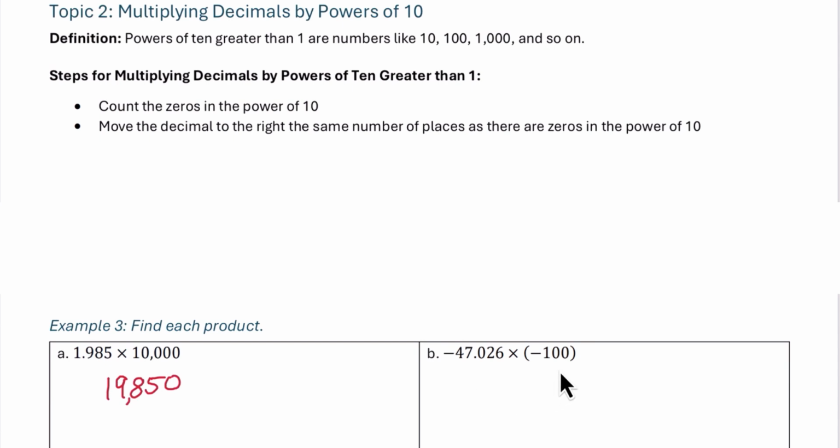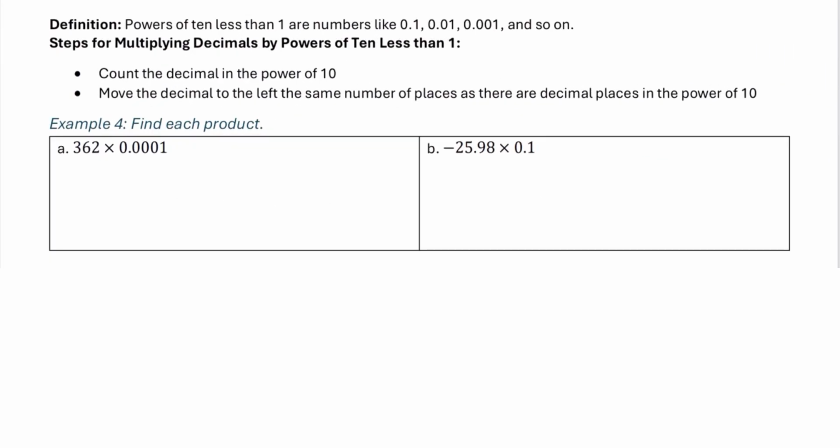And in this example, notice we have a power of 10, 100. There are 2 zeros in the power of 10. So we need to move the decimal to the right 2 times. And notice we have a negative times a negative. The product will be positive. 4702 decimal 6. 4,702 and 6 tenths. And notice it is positive.